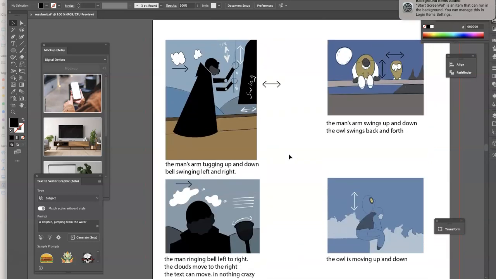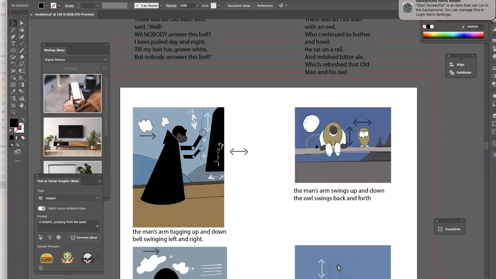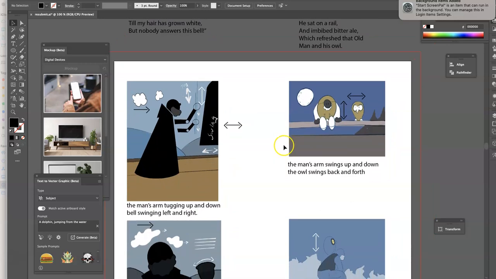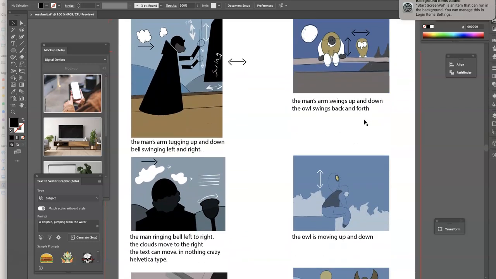And then going up with the next illustration about the old man being bothered by the owl, I had thought about just kind of having him sit on a rail where you just have like the owl sliding from left to right, kind of bothering him. I thought about having him lift his arm up to kind of wave at the bird like he's shooing the bird away. That was just a concept I thought about.